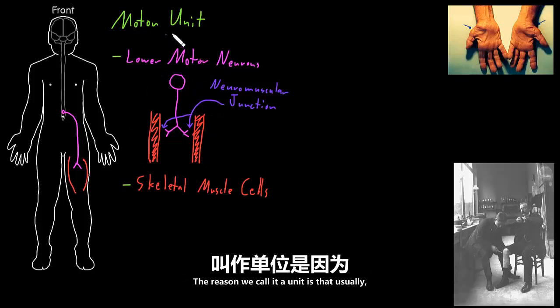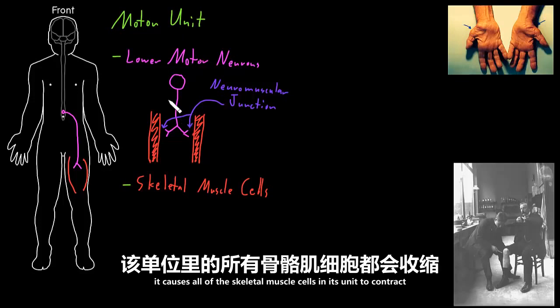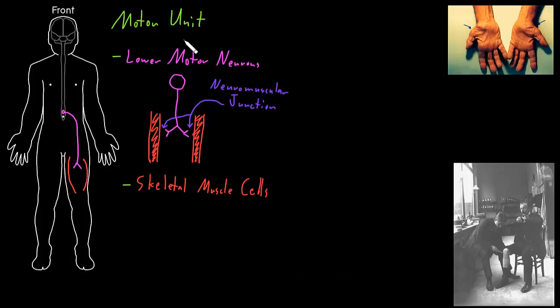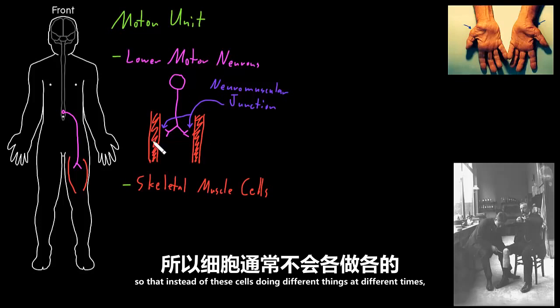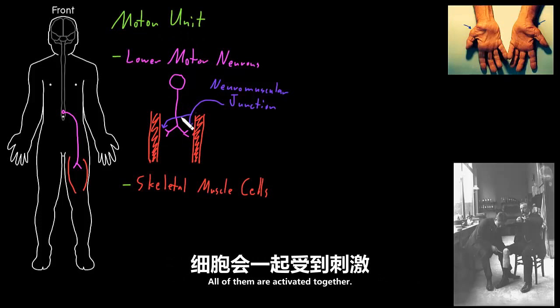And the reason we call it a unit is that usually when a lower motor neuron fires an action potential, it causes all of the skeletal muscle cells in its unit to contract. So instead of these cells doing different things at different times, usually they function as a unit. All of them are activated together.